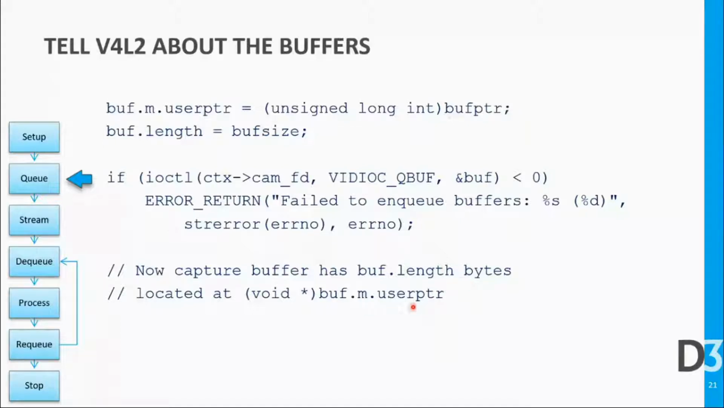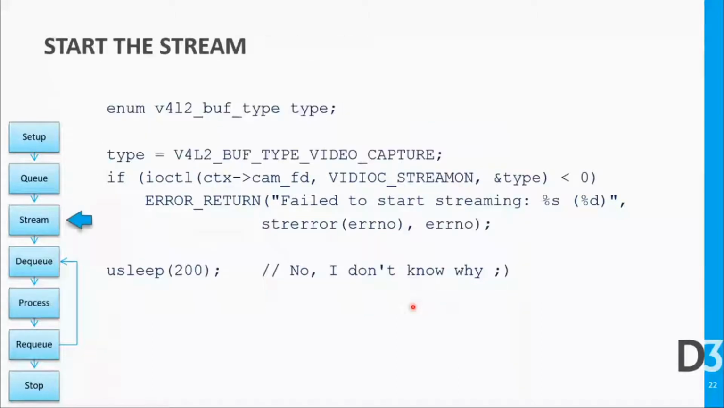All right. Now that we've queued the buffers, we can actually start the stream. This is about the easiest I/O control of all: STREAMON. That's it. We did tell it, once again, that it's a video capture stream as opposed to, say, a video display stream, but that's easy. This usleep was in the sample I pulled this from, and it's not broken, so I haven't touched it.